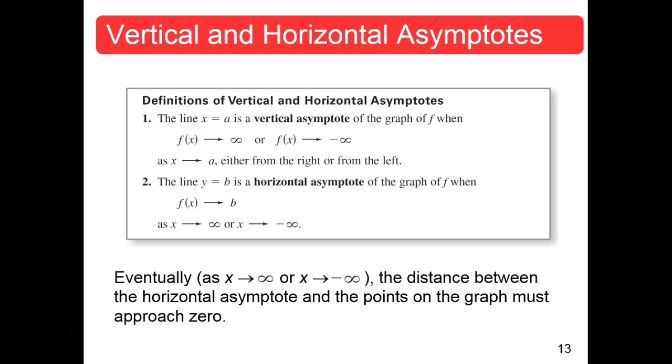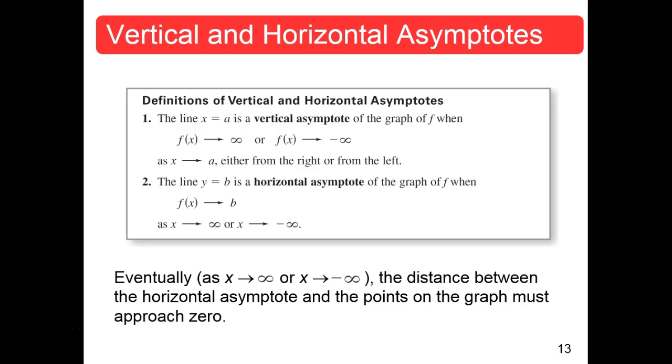The line x equals a is a vertical asymptote of the graph of f when f of x is going either to positive infinity or negative infinity as x approaches a, either from the left-hand side with the minus sign or from the right-hand side, with the plus sign on the a superscript. The line y equals b is a horizontal asymptote of the graph when f of x approaches b as x goes to positive infinity or negative infinity.